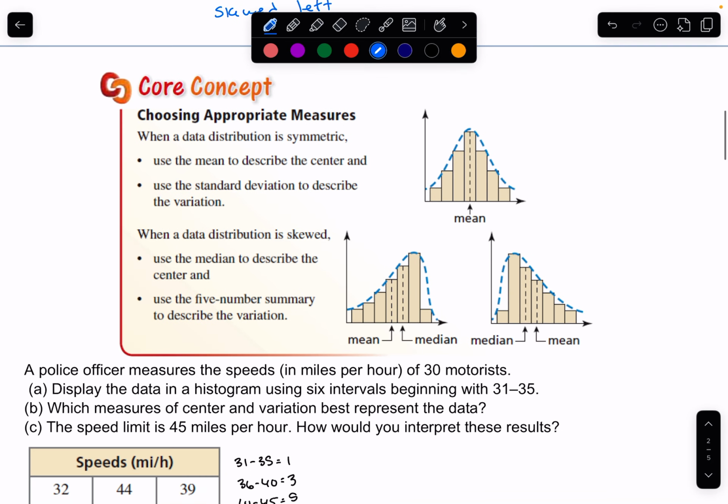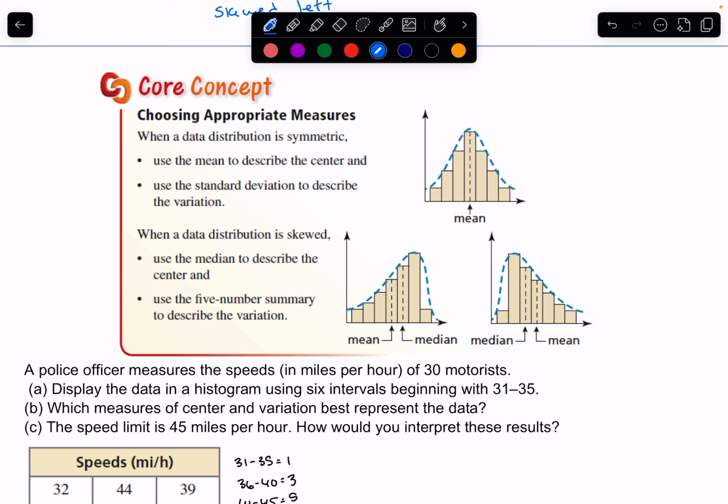Okay. Now, the reason this distribution matters is because depending on the shape, ethically, there's certain numbers that you should use to describe the data. Now, I'm going to say that again. Ethically, there's numbers that you should use. That doesn't mean that companies and politicians and salesmen will use this data ethically.